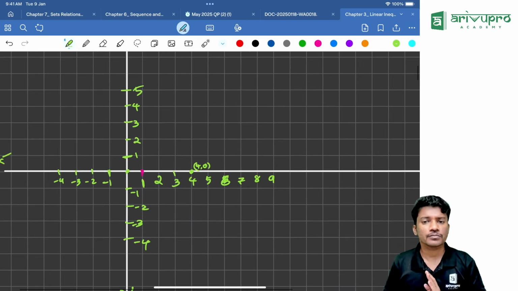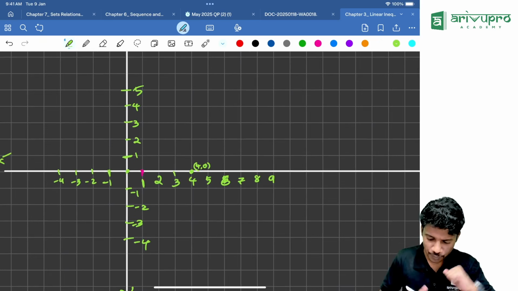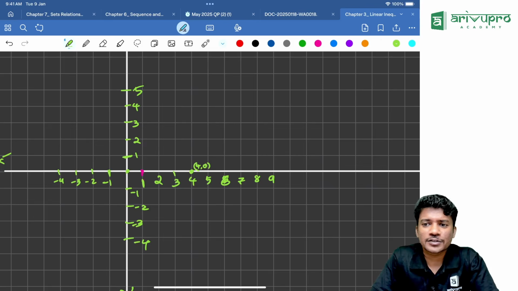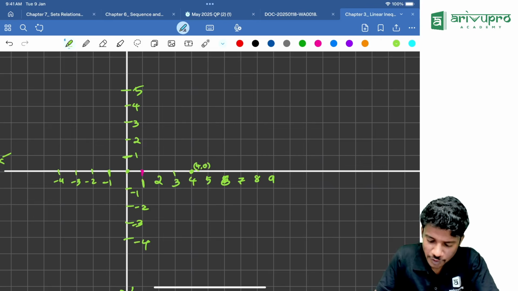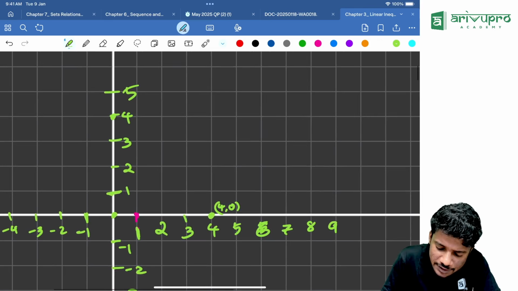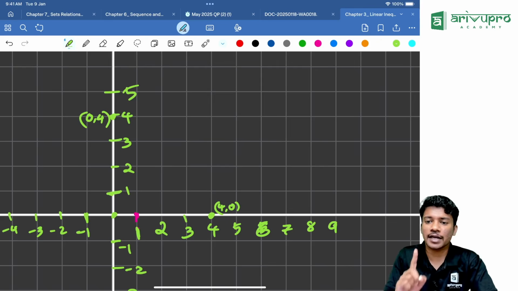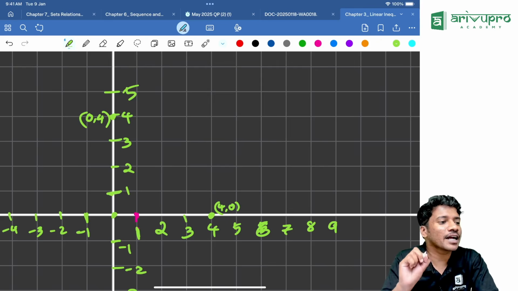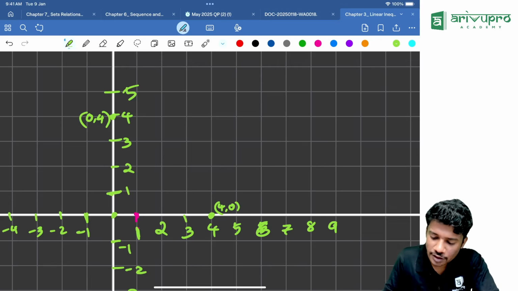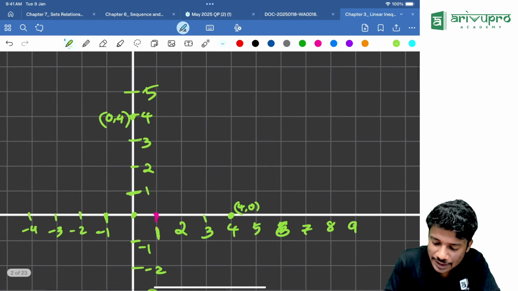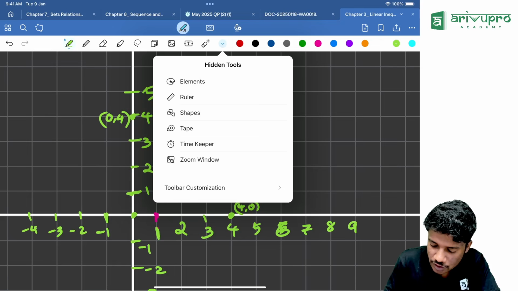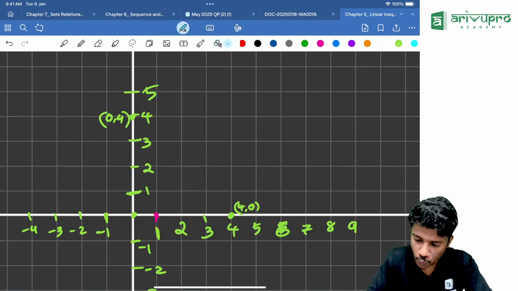Now, I will ask you another question. What is 0, comma 4? It will lie on the y axis. This will be that point, 0, comma 4. Everyone understood that part? Now, how will you draw the graph of that line? Just join these 2 points. You will get the graph.